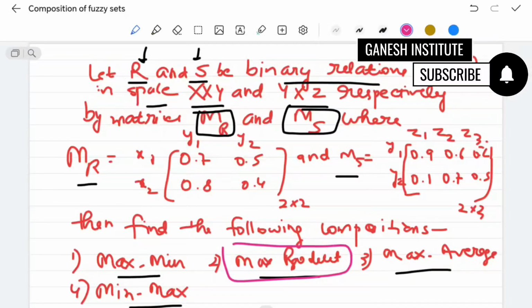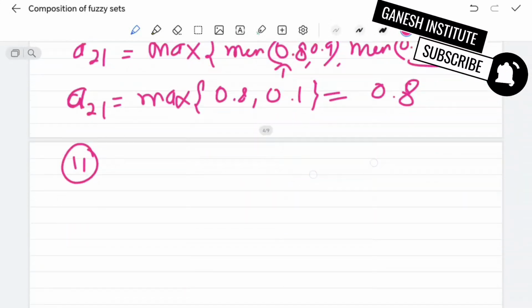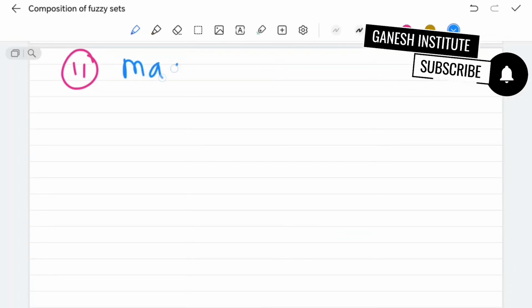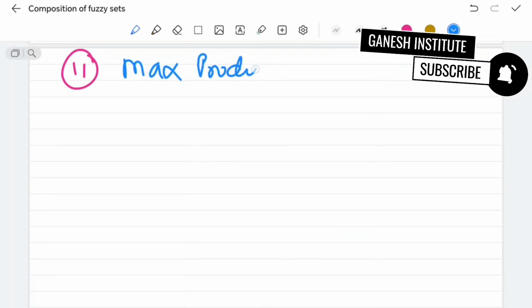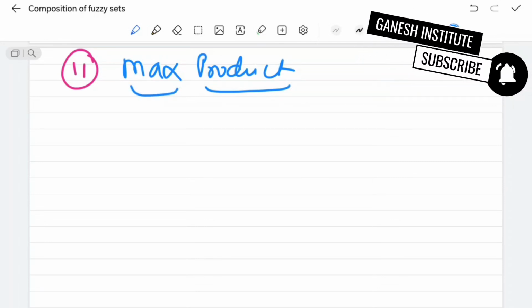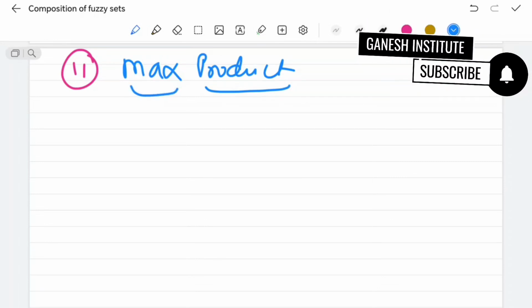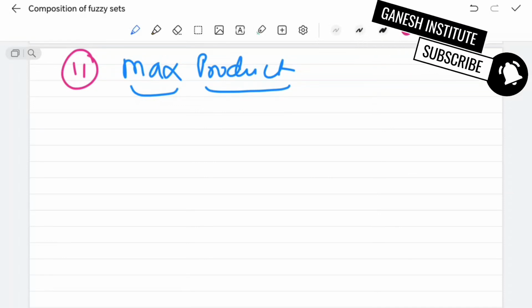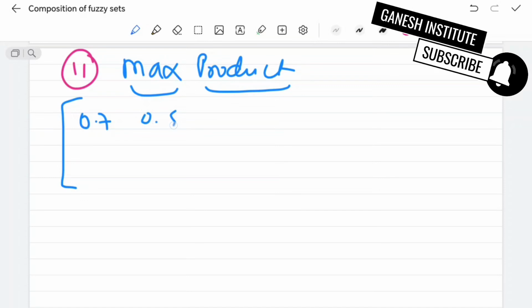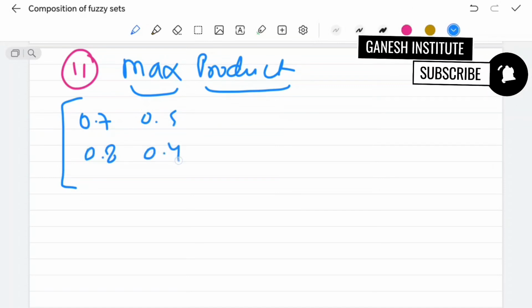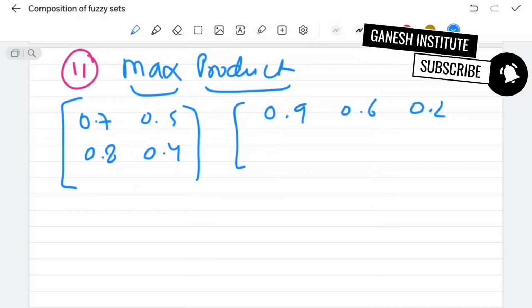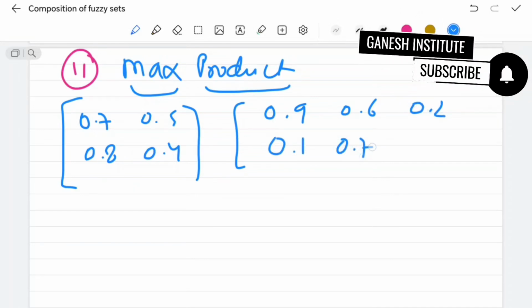Maximum product, right? So now we have to find out the product and do the maxima. Firstly, this is the inner composition, this is the outer one, okay? So firstly find out the product and then do maxima. Again I'm writing down the elements. Elements are 0.7, 0.5, 0.8, 0.4, and for the next matrix 0.9, 0.6, 0.2, 0.1, 0.7, 0.5.